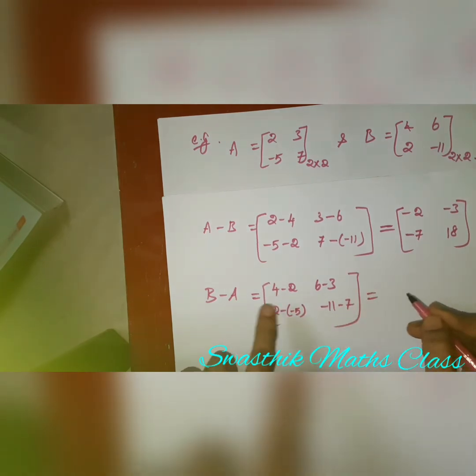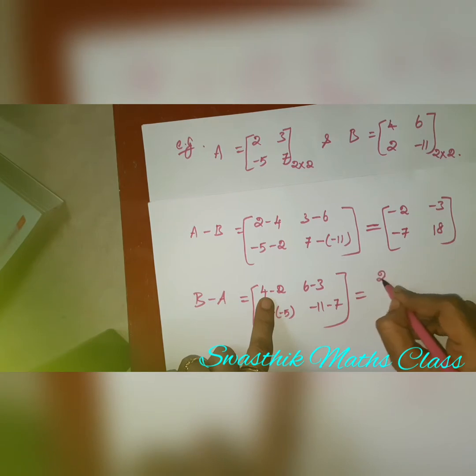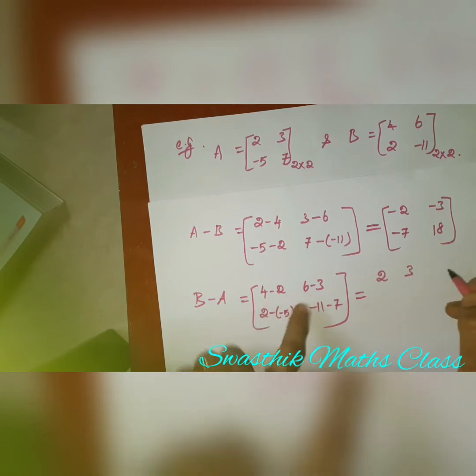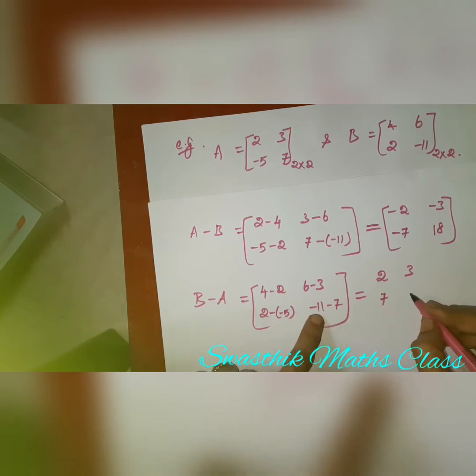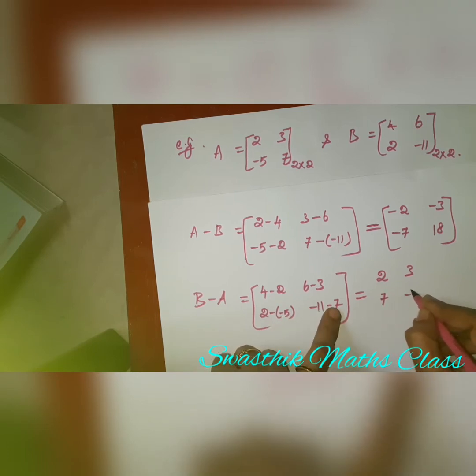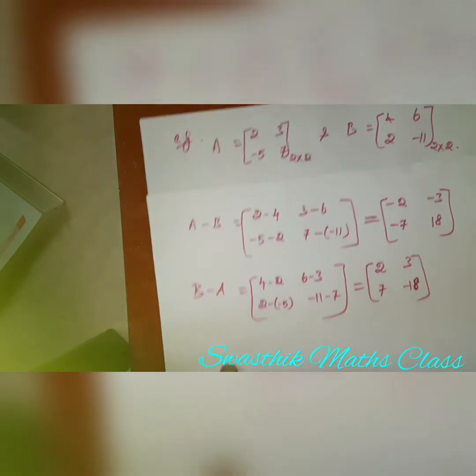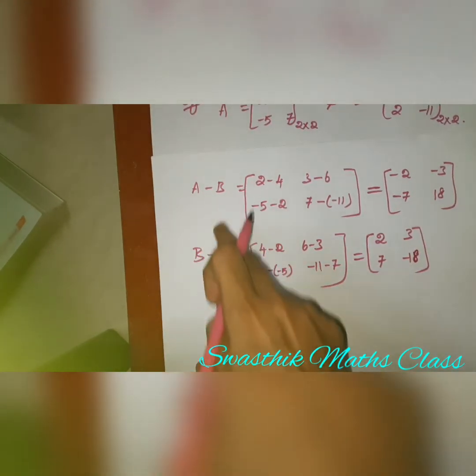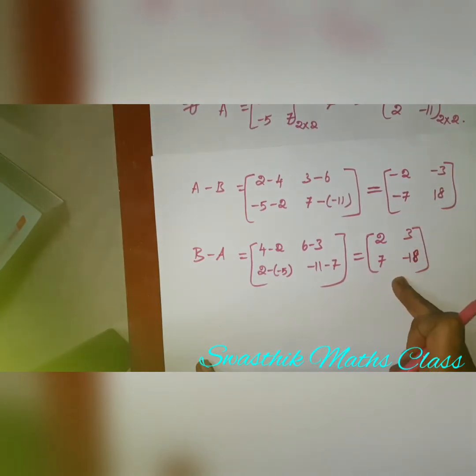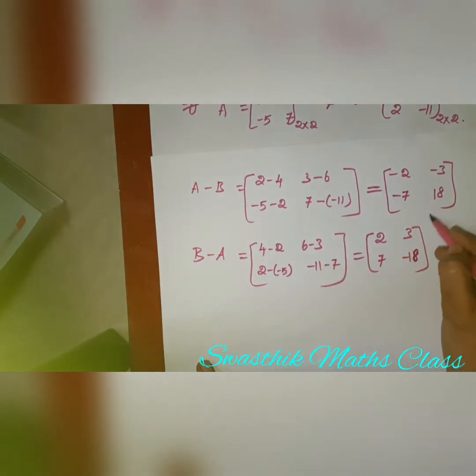So this is equal to 4 minus 2 is 2. 6 minus 3 is 3. 2 minus of minus 5 is 2 plus 5, so it is 7, and minus 11 minus 7 is equal to minus 18, right? This is the new matrix B minus A. If you look at these two matrices A minus B and B minus A, both are not the same. These are different, right?